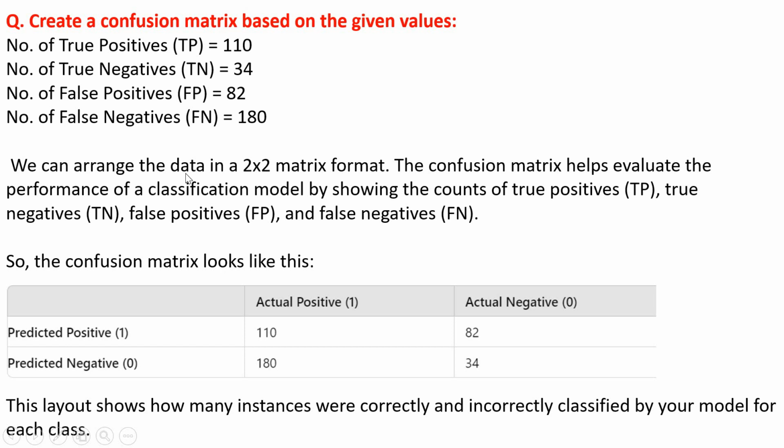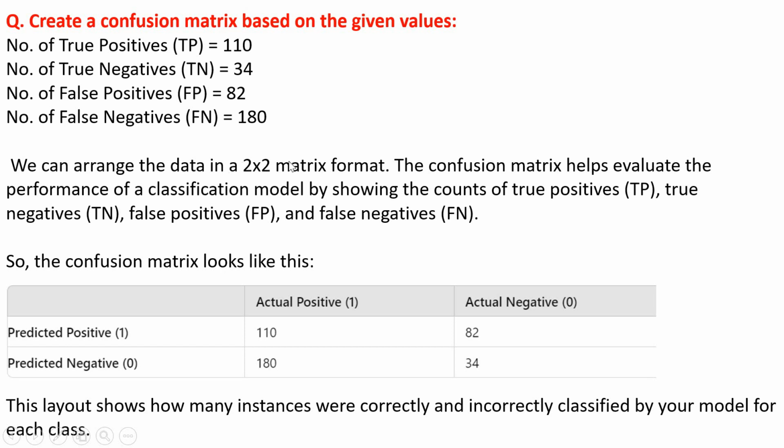So I'm going to explain one example, one question for you, and this may come in your examination in any form where values can be changed. Create a confusion matrix based on the given values. Number of true positives, TP, is equal to 110. Number of true negatives, TN, is equal to 34. Number of false positives, FP, is equal to 88. And number of false negatives, FN, is equal to 180.